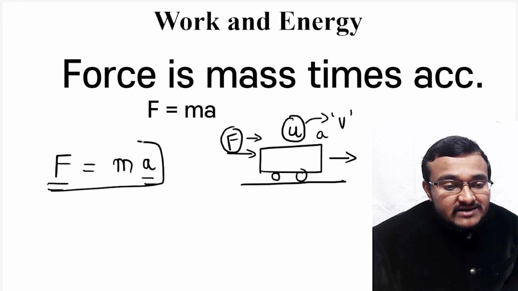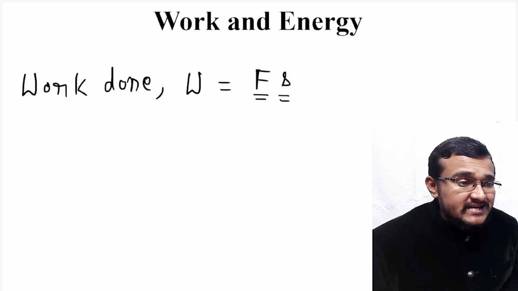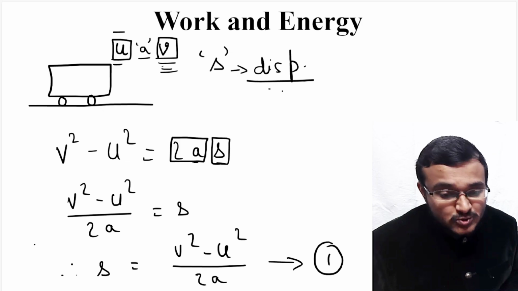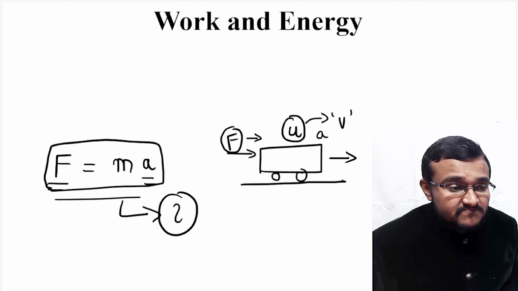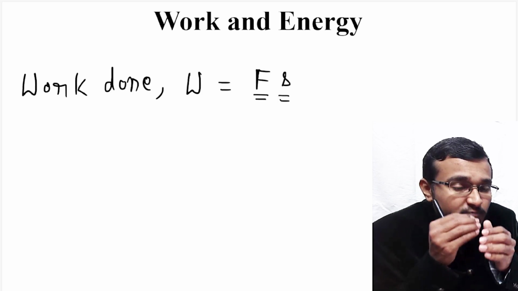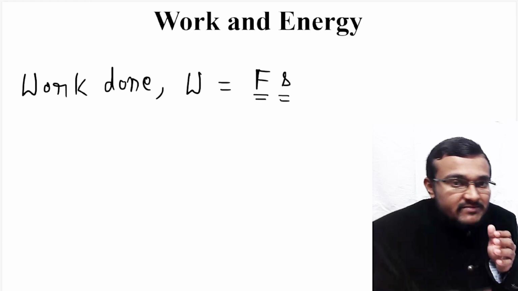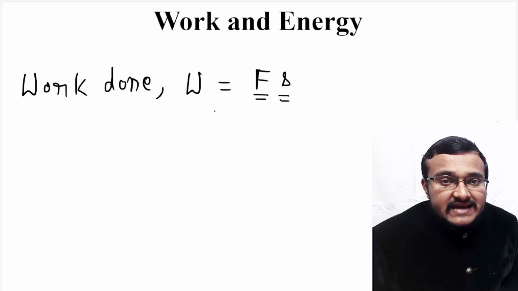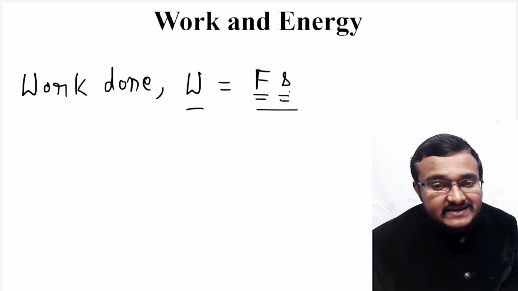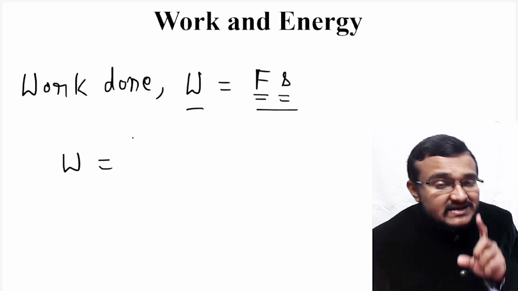So force is equal to mass times acceleration. We can keep this as equation 2. So now we have equation 1, that is s is equal to v square minus u square by 2a, and equation 2, that is F is equal to mass times acceleration. Since force is coming into the picture and there is extra displacement happening because of it, there is a certain amount of work done, and that work done can be given by this equation, W is equal to F into s. F is the force and s is the displacement.